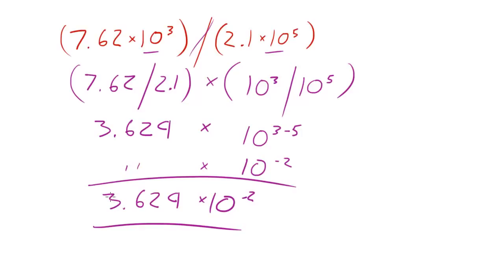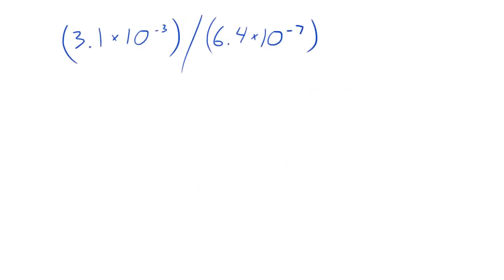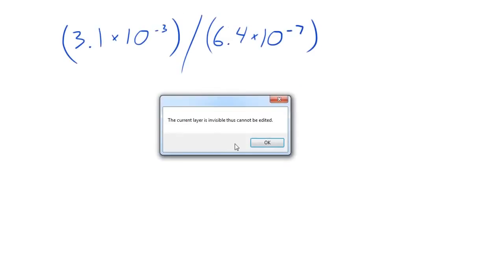I can't even read today. 3.629 times 10 to the negative 2. Pretty cool, huh? So now let's go ahead and jump into another example using a negative.